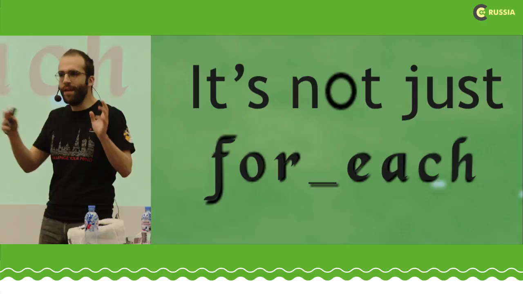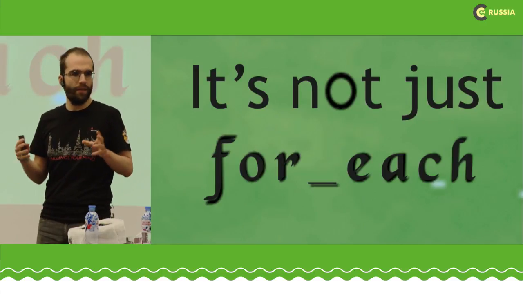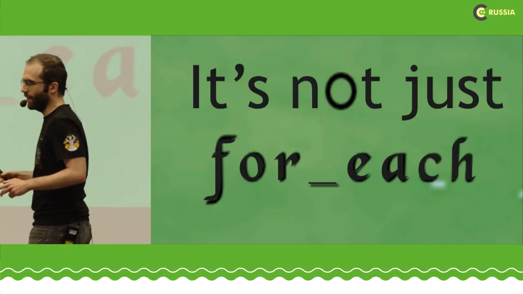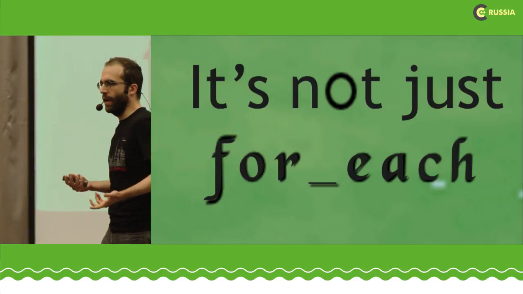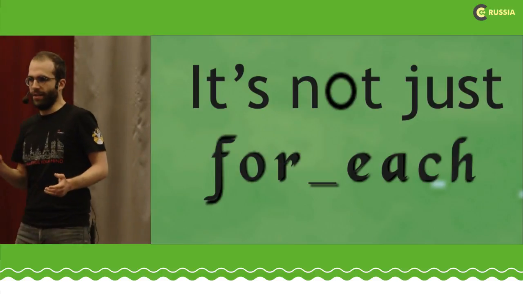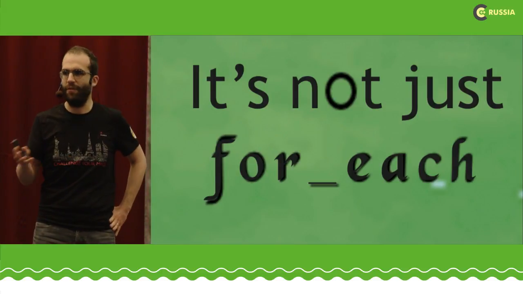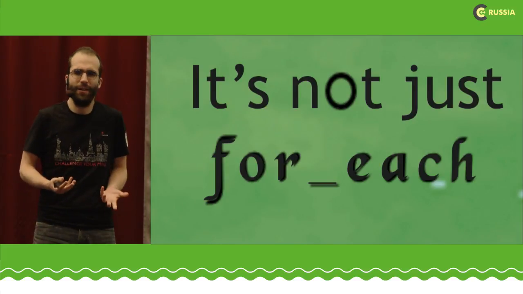For each is one of the STL algorithms. There's nothing wrong with it in itself, but it represents a trap because it looks like a for loop, right? It takes a collection with a beginning and end and a function object, and applies that function to every element of the collection. So it really looks like a for loop.